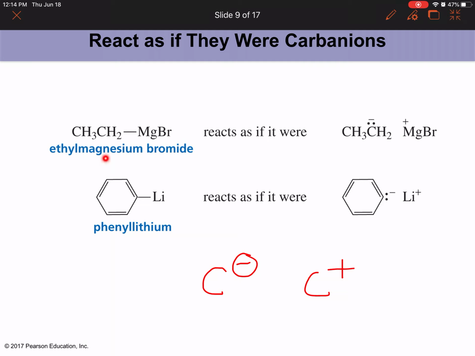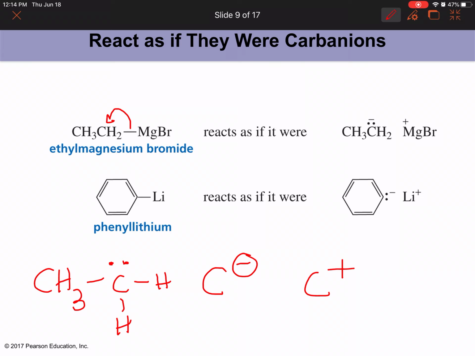So ethyl magnesium bromide reacts as if it were a carbanion, meaning you have an ethyl group with a lone pair. When you have a lone pair, the carbon becomes negatively charged, and the magnesium bromide would be positive. For example, you can think of it like that. The bond between the carbon and the magnesium breaks, and the electrons are given to the carbon. So then you have CH3, CH2, and 2 electrons.